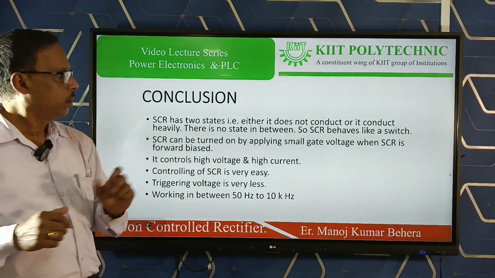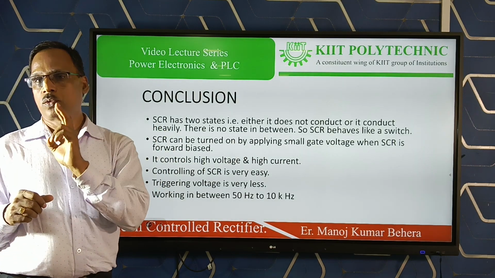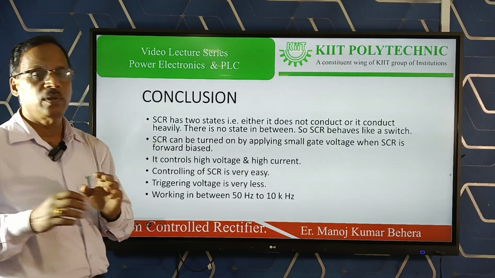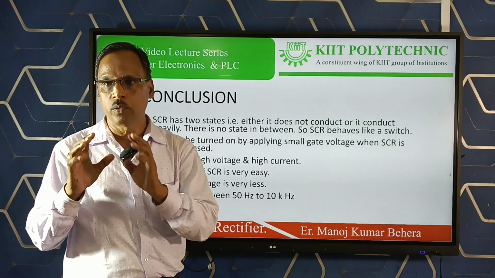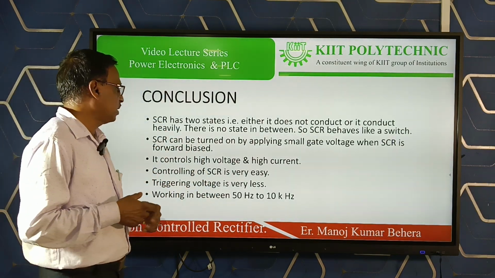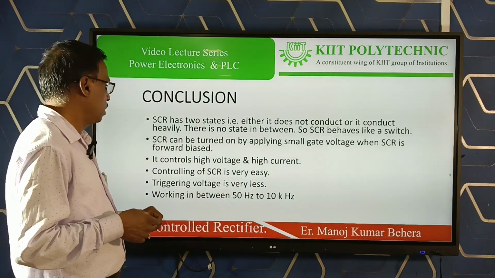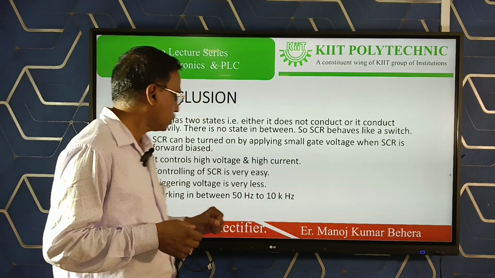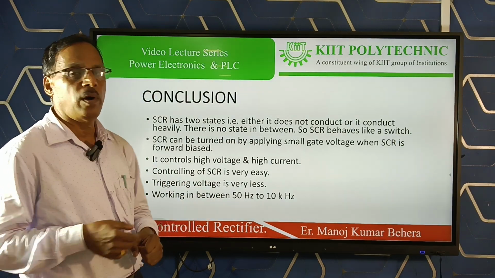Next one is our conclusion. SCR has two states, either on state or off state, meaning either conducting or non-conducting, so it can be used as a switch. The advantage of SCR is that by applying a small gate voltage we can turn on the SCR easily. It can control very high voltage, working between 50 Hz to 10 kHz, and the triggering voltage is very small.